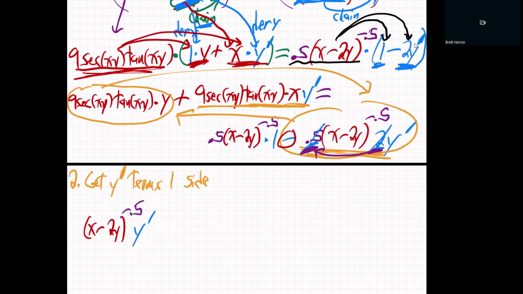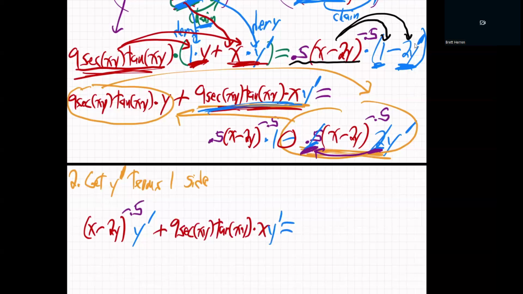Okay, there's that term. Plus this term, because he stayed put, 9 secant xy times x times y prime, right? I know you're probably thinking at this point, this is unbelievable, Aaron. I know, this is calculus. This is why it has a reputation. That's that term right there. So they're both on the left together, equals, and now on the right side is this term, he stayed put.